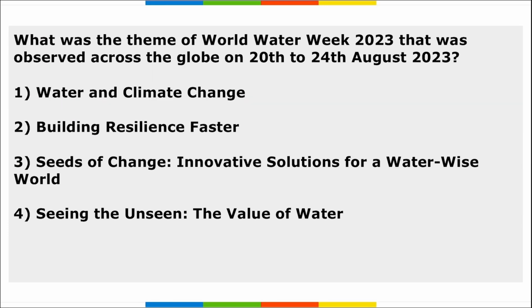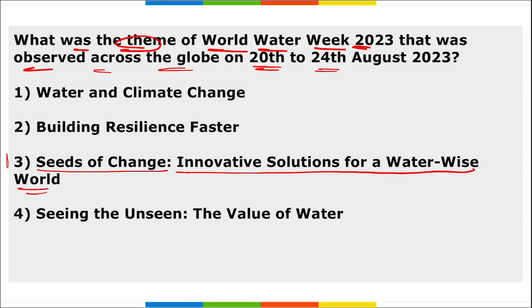Next, what was the theme of World Water Week 2023 that was observed across the globe on 20th to 24th of August 2023? The theme was Seeds of Change: Innovative Solutions for a Water-Wise World. This is the theme that you need to remember for World Water Week, which is observed from 20th to 24th of August.